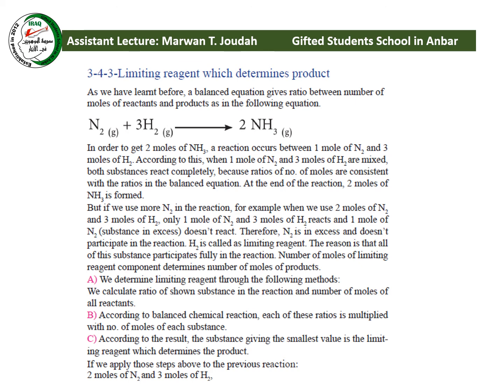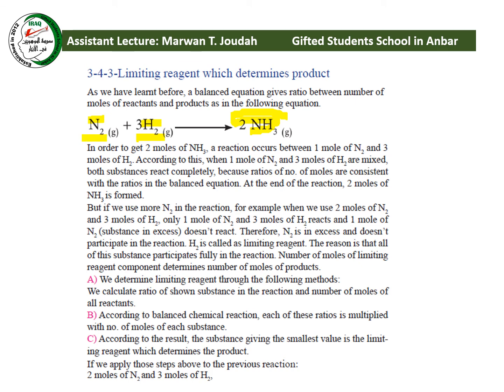So let's say that we have nitrogen right here, and we have hydrogen, and we got 2 moles of NH3, of ammonia. So for this equation, which one is going to determine the number of moles of the product? It could be the hydrogen or the nitrogen. So we will be going through that.